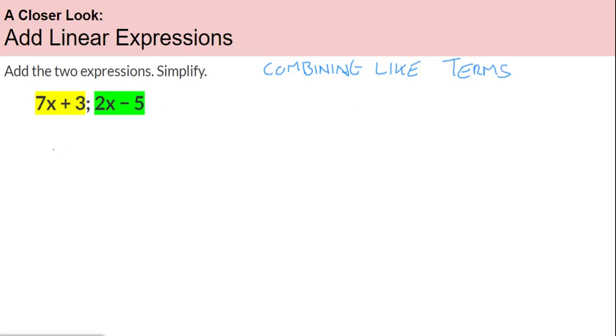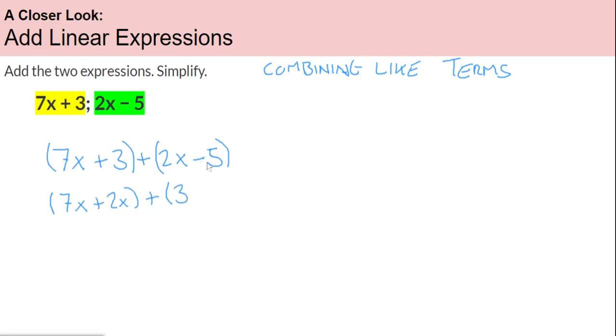So when we add, we have 7x plus 3 plus 2x minus 5. Now I could put parentheses around the two expressions like that, but with addition, adding doesn't mess around with the signs or anything, so we're all good, and we can move things around because of the commutative property and the associative property. We could put the x's together, 7x and 2x. Let's put those together, and then we can put the numbers together, 3, and then I got a minus 5. So you see how I just move things around?